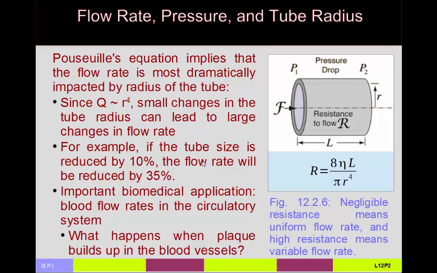So here's an interesting application of all that for those of you who are, especially for biomedical people, but in general. What happens when plaque starts building up on the inside of a blood vessel? That starts to narrow the radius of the tube, the effective radius of the tube. So what's going to happen to the volume flow rate when plaque builds up?